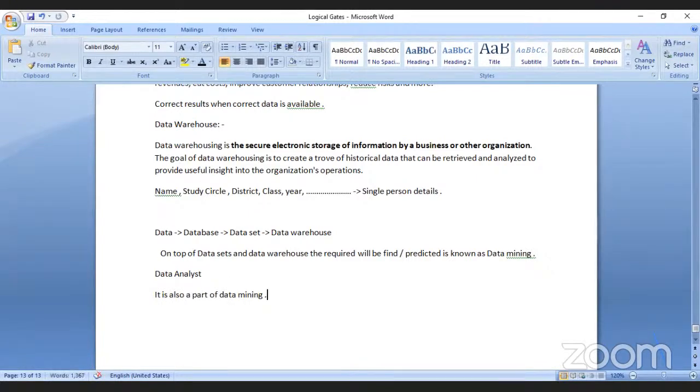It is also part of data mining, okay. Am I saying any toughest things? No, right? Whatever we are hearing about these things. So it is also part of data mining. Data analysts have some predefined tools, some BA tools, some Excel tools.